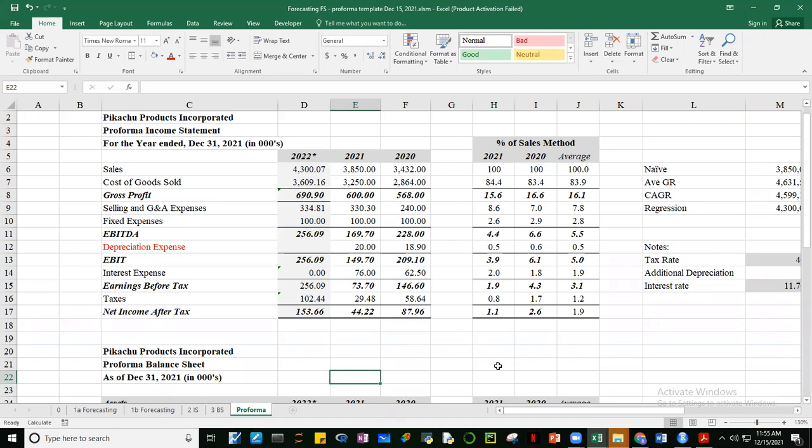Feedback please guys kung if you got 153.66 sa net income after tax natin. Of course, hindi pa yan yung actual value, no? Kasi mas mababawasan pa dapat yan kasi wala pa tayong depreciation expense dito. Please chat guys, kung nakuha nyo.